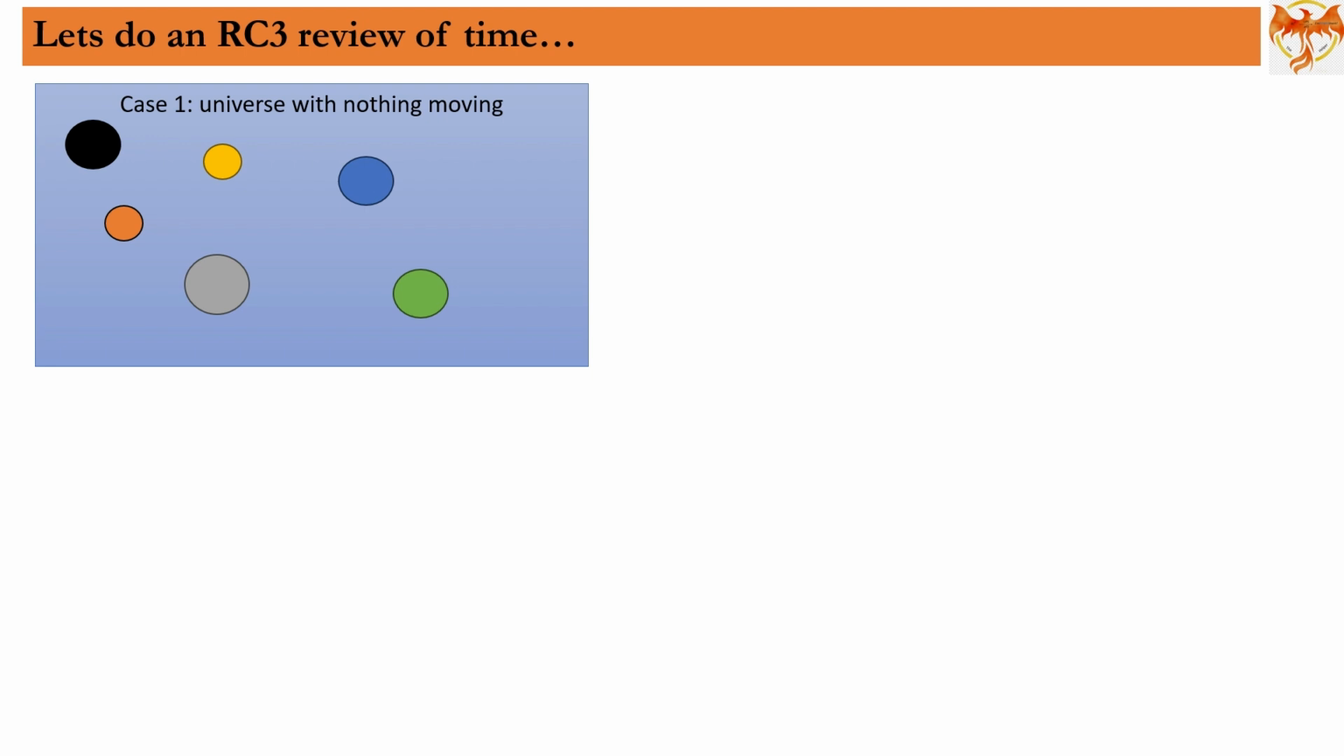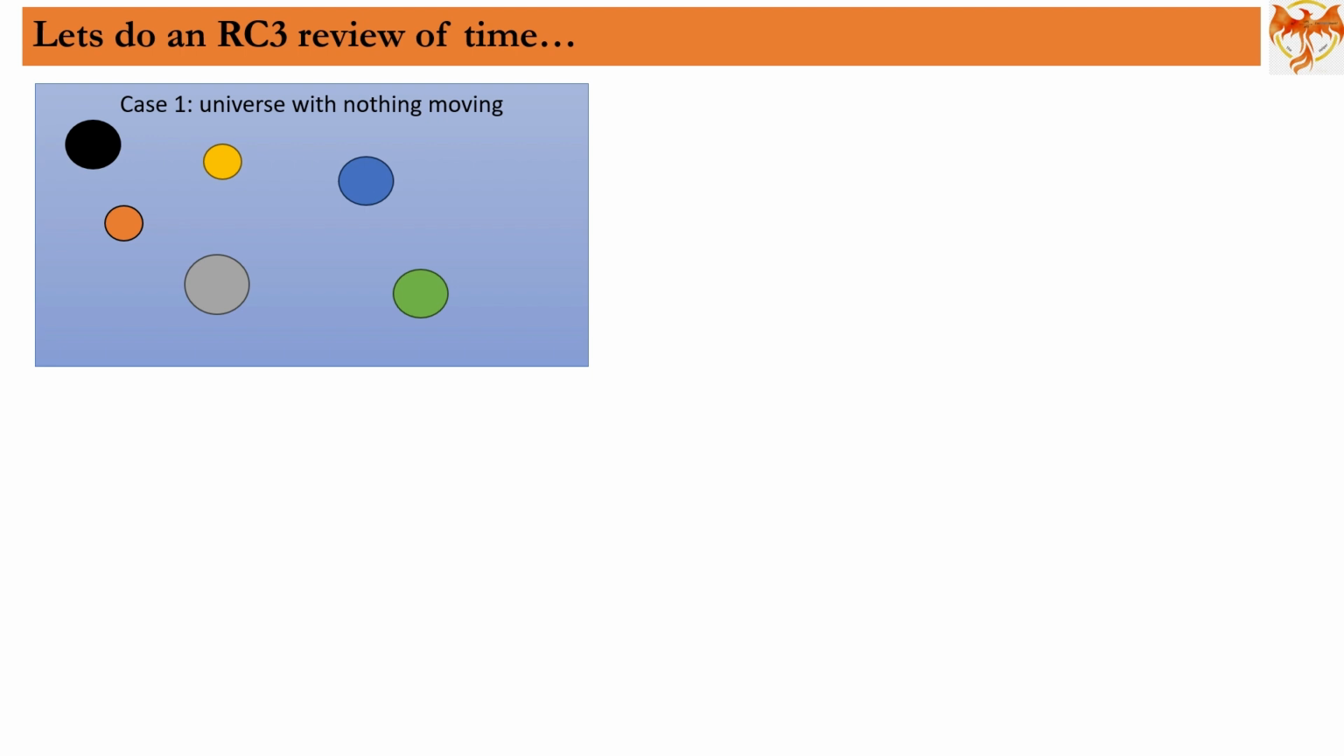So let's use RC3 to see if we can do a review of this. Let's say case one, there's a universe in which absolutely nothing is moving, right? So everything is perfectly static. There is no way we can measure time. There is no use of measuring time. There is no way we can calculate how long the universe has been static.